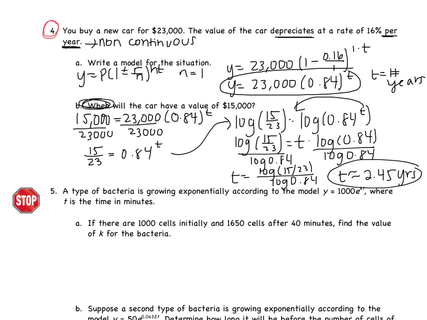So that's what you should have gotten for A and B. So hopefully you did. This is kind of depressing. If you buy a car for $23,000, it'll be worth $15,000, $8,000 less, after only 2.5 years. So that's kind of depressing. And you all should probably have heard of that before. When you buy a car, it depreciates pretty rapidly. So hopefully you got those two right. It's nothing really new. You just had to pick the right equation.